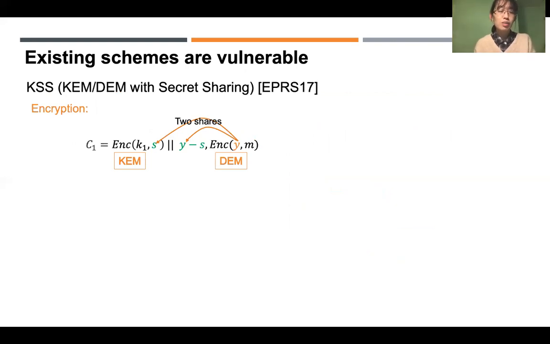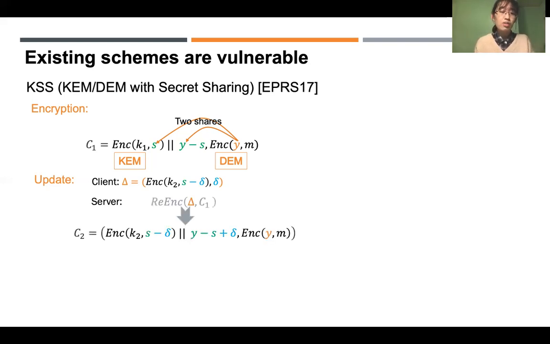Let's take the KSS scheme as an example. Here is KSS encryption. It's similar to hybrid encryption. The difference is that the data encryption key Y is secret shared into two shares, S and Y minus S. The header is the encryption of one share under the secret key, and the other share is attached in the body. In the update procedure, the client updates the share in the header with the new secret key and attaches it in the token, and then the server uses the token to update the body part. Actually, he only updates the share in the body.